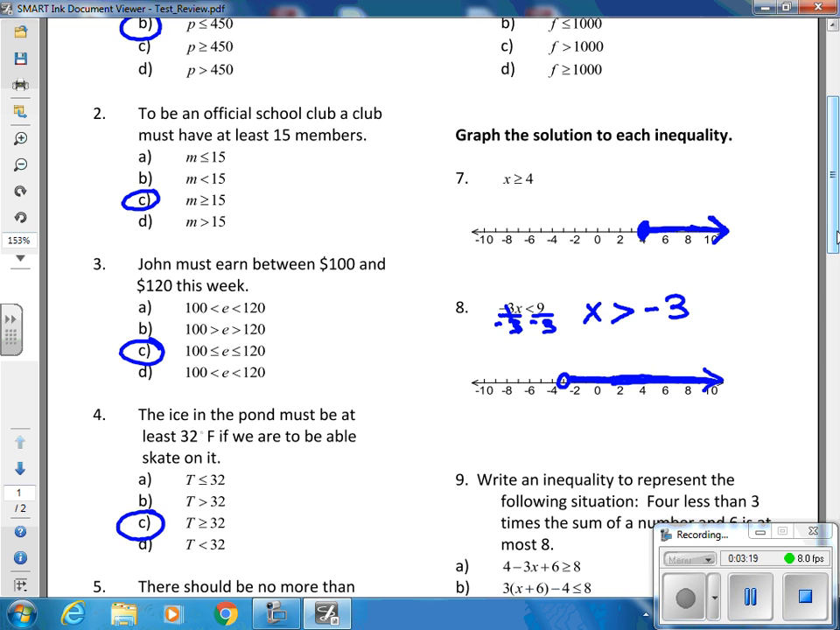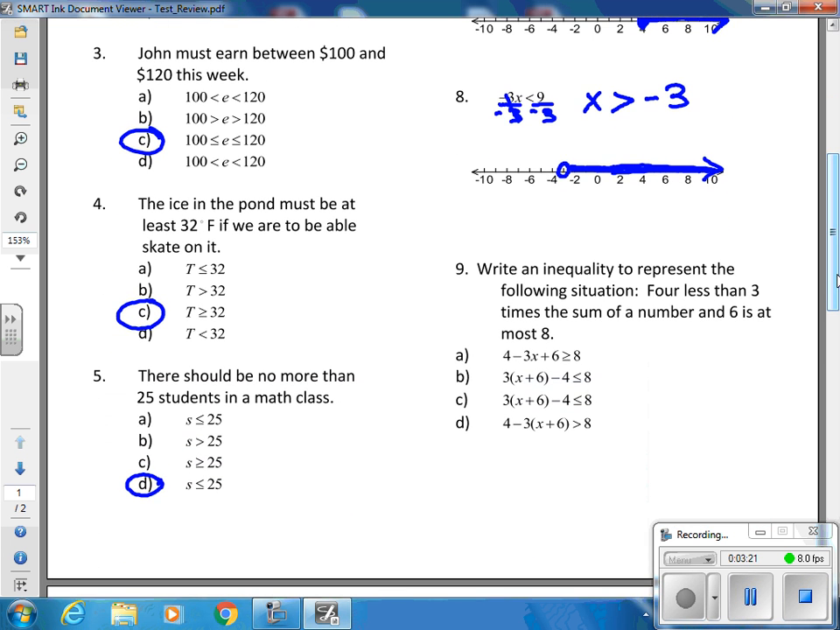All right, for number 9, you want to write an inequality that represents the following situation. Before we actually read this and follow through with this, remember in class that I told you for letter C that the symbol should be greater than or equal to right there.